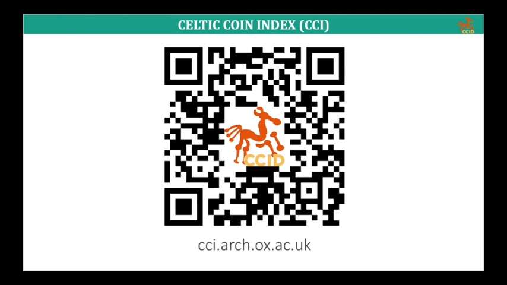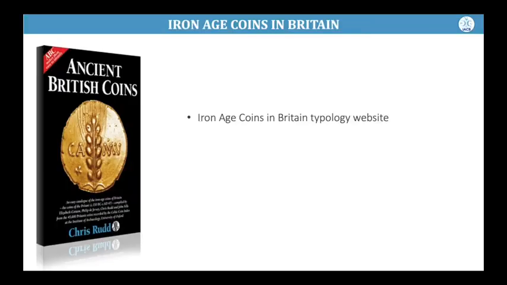This standalone digital dataset is an incredible resource on its own, but it would be even more powerful if it could be linked to other coin collections across the globe. This brings us to our second project, which is the resource that connects the Celtic Coin Index specimens to other online databases. The Iron Age Coins in Britain Typology website, or IACB, is based on the published typology Ancient British Coins.